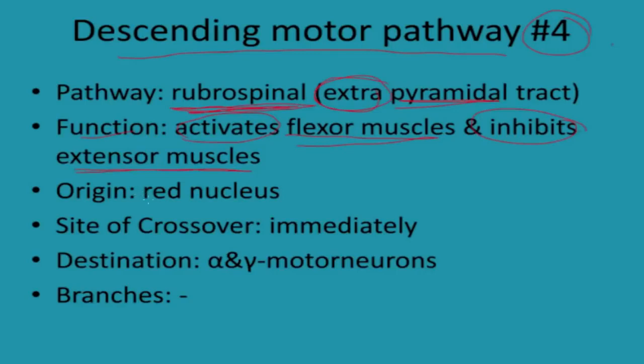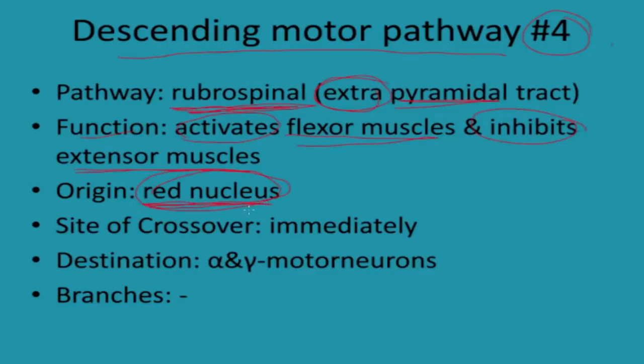It starts off, as most of the tracts do, in the cerebral cortex and descends to the red nucleus. The red nucleus also receives fibers from the deep cerebellar nuclei. The red nucleus is at the level of the superior colliculus, and it's situated in the tegmentum of the midbrain.